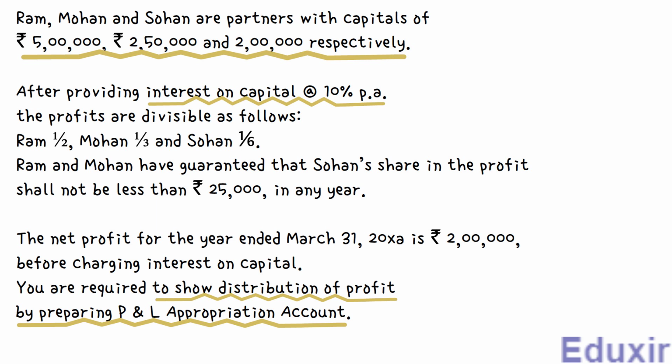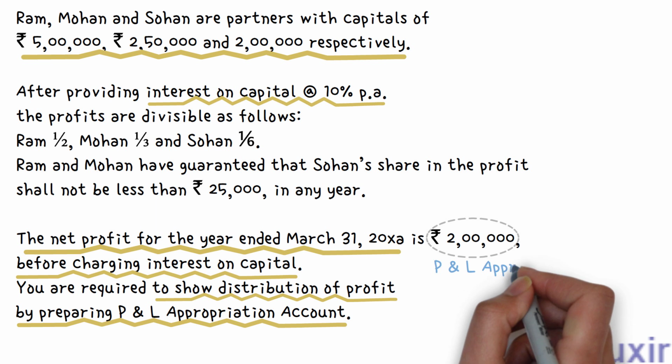Now, it is given in the problem that the net profit for this year before charging the interest on capital is 2 lakh rupees. Now, we know that the net profit is nothing but a credit balance in the profit and loss account. For distributing this net profit, we prepare the profit and loss appropriation account. So, we need to transfer this net profit on the credit side of the profit and loss appropriation account.